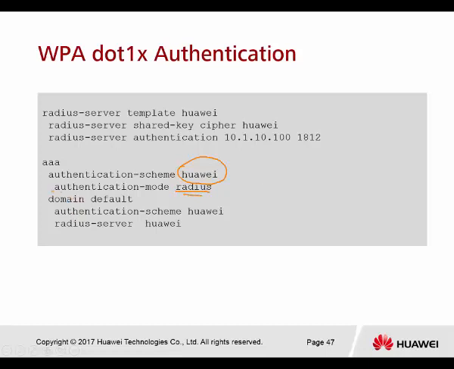So right now, the domain. This is the domain. I'm going to select the authentication scheme Huawei. I select the Huawei. So that means every user here has to perform the radius authentication. And the radius server. My radius server is Huawei. And where is this? The radius server template. Since we want to do the radius authentication, we need to know where our server IP address and the port number are.